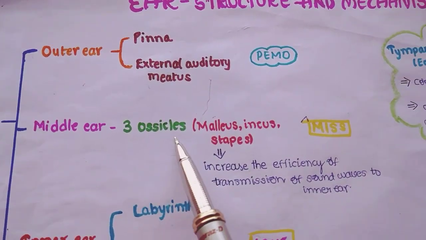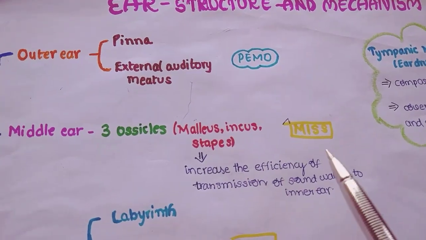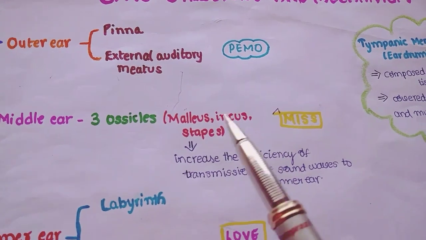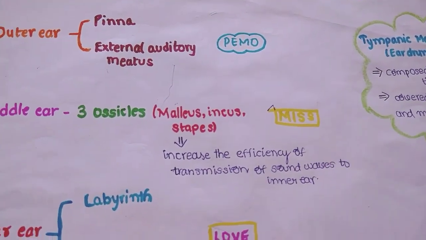The middle ear consists of three ear ossicles, that is malleus, incus, stapes. These ear ossicles increase the efficiency of transmission of sound waves to the inner ear. This order is important: malleus, incus, stapes. Remember the word MIS. Malleus, incus and stapes.